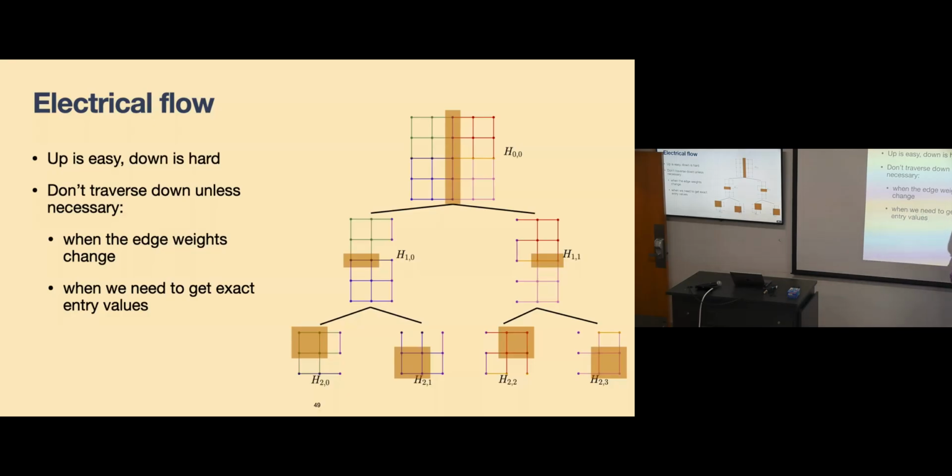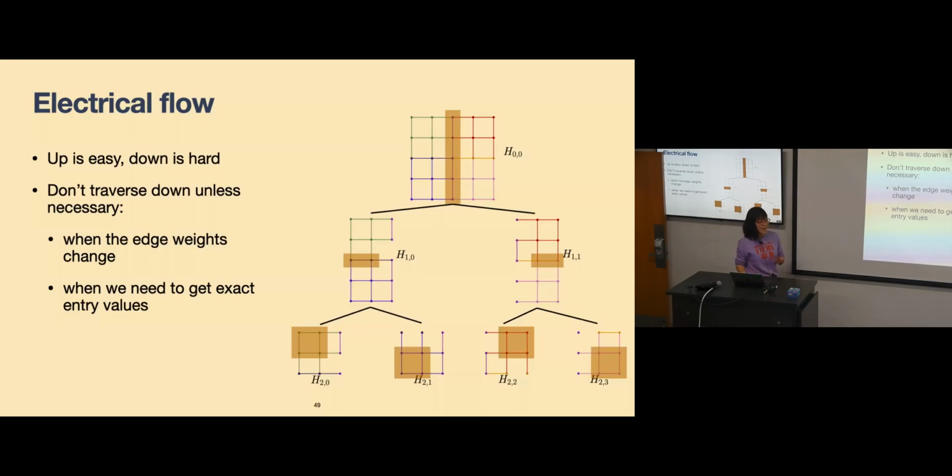Essentially, this corresponds to the separator at the node, right? So these are the separators, and across the whole tree, these sets are disjoint. So we'll just always store this information in our data structure, and we don't ever traverse down unless it's necessary. And when is it necessary? One, when the weights change. And two, when we need to get the exact entry values for figuring out which entries changed a lot.